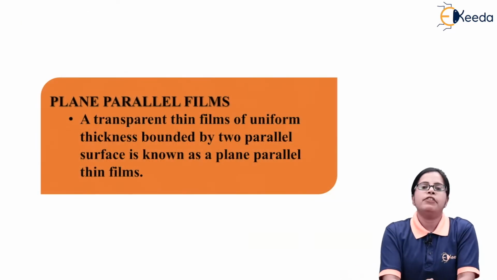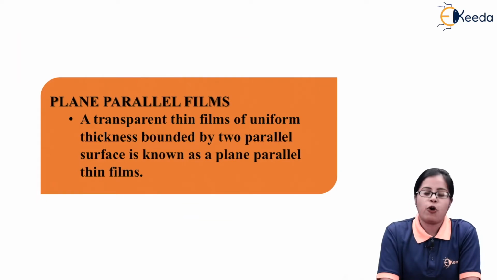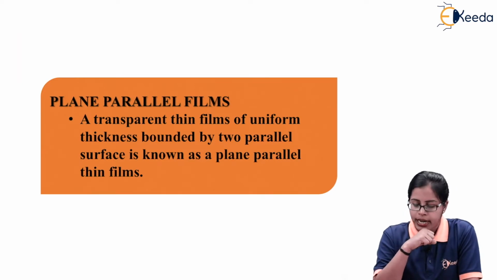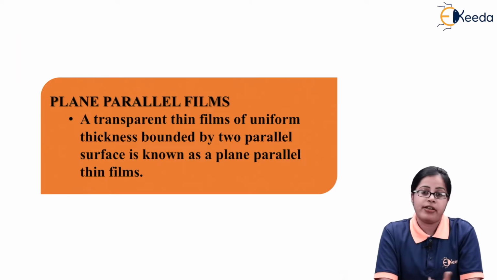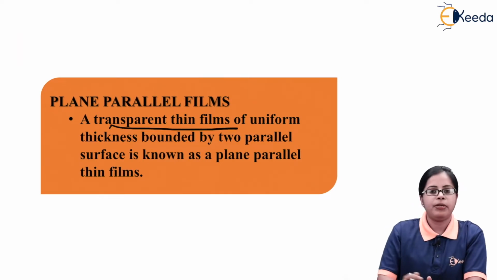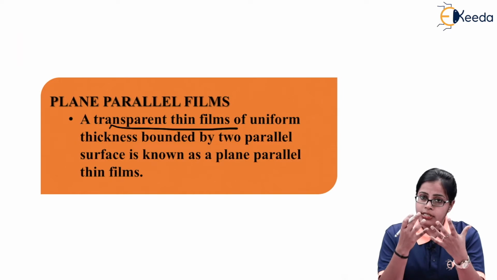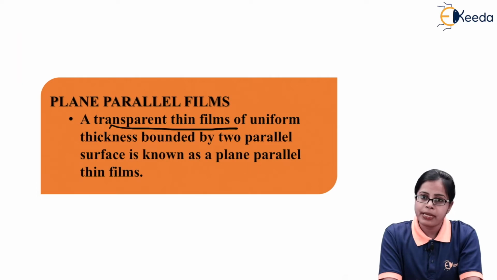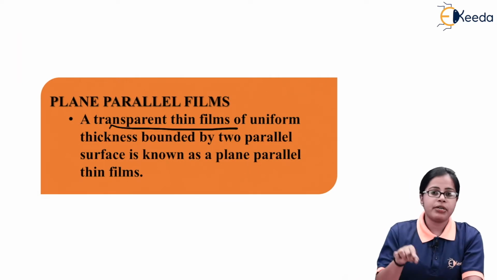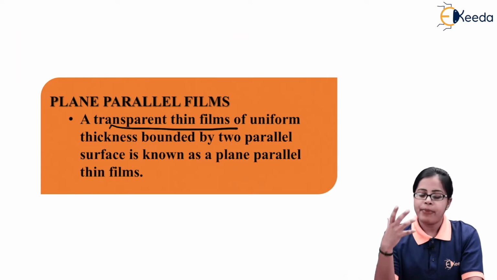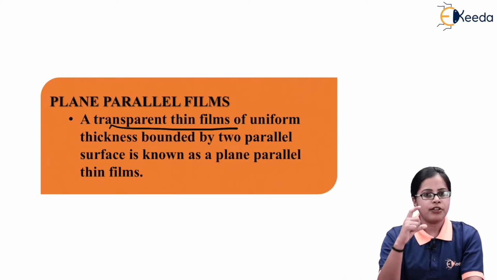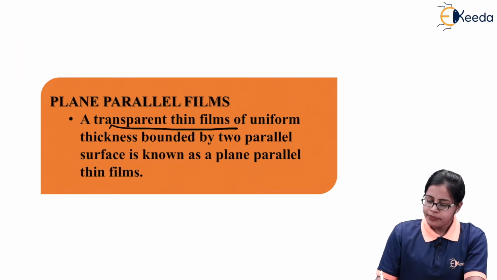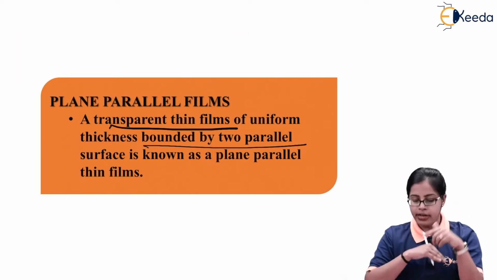Next, mostly when you talk about thin film interference, we talk about parallel sided films. What I mean by parallel sided films is that you have a transparent thin film of uniform thickness, because the thickness is more important. As I said before, the thickness of the thin film should be almost comparable to the wavelength of light. So when we consider a plane parallel film, we consider a thin film which is transparent, of a certain uniform thickness, and the film should be bounded by two parallel surfaces.